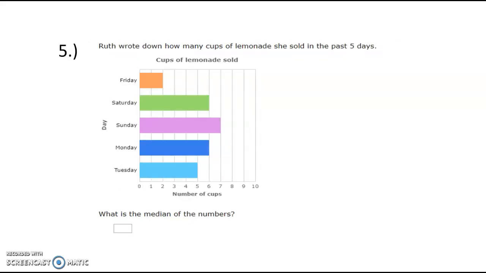Number 5, you're given another bar graph. In this bar graph, you're going to calculate the data. The data given by this bar graph is as follows. To find the median, you can put this information into Desmos.com, and you can check your answers at the end of the presentation.